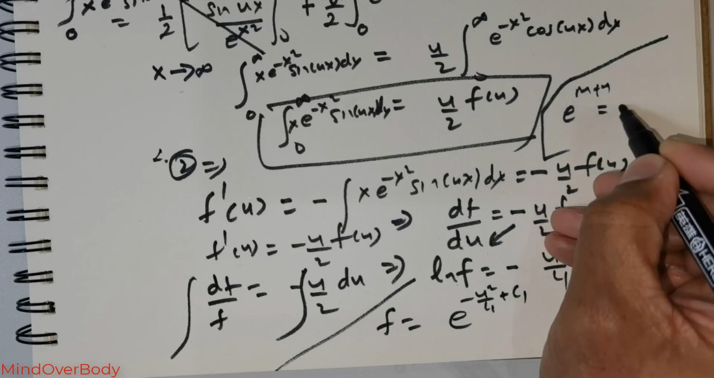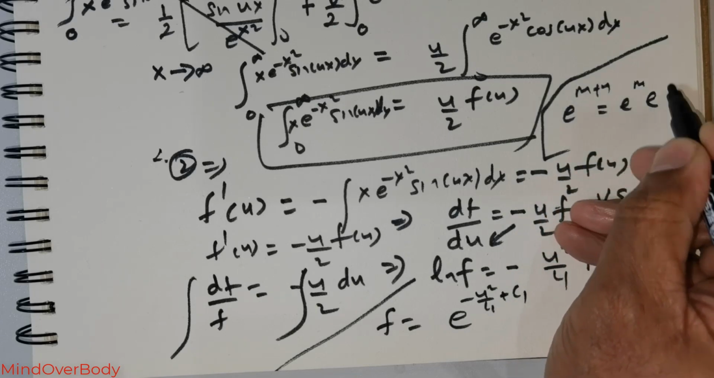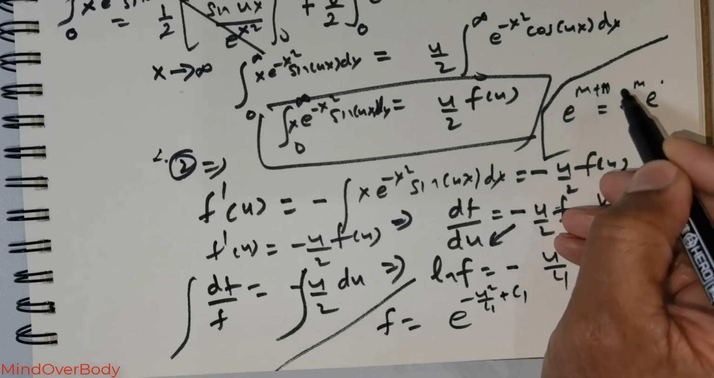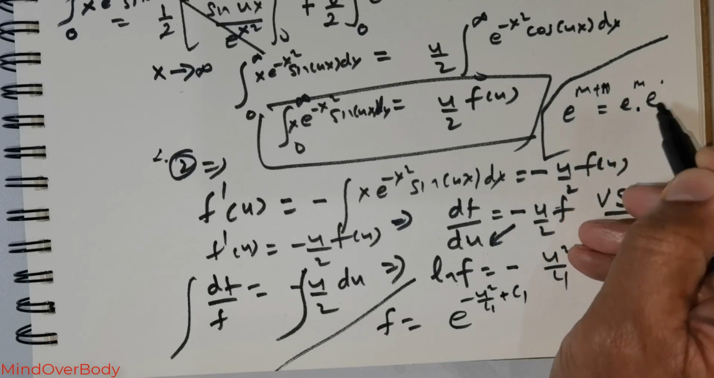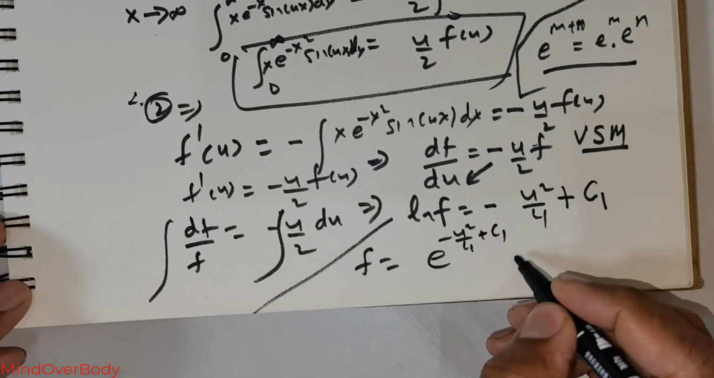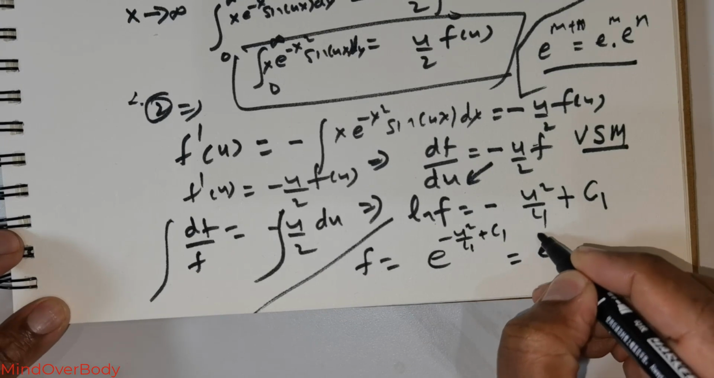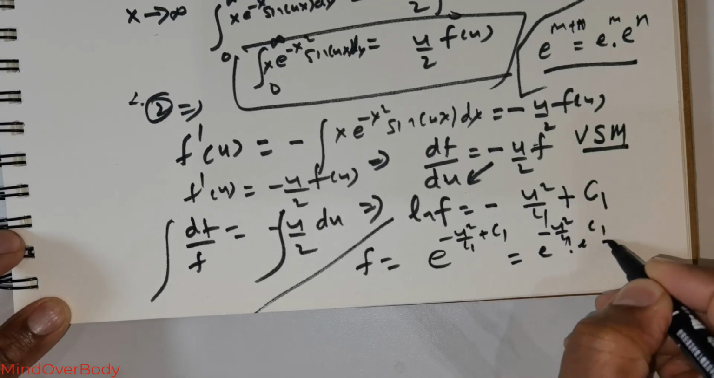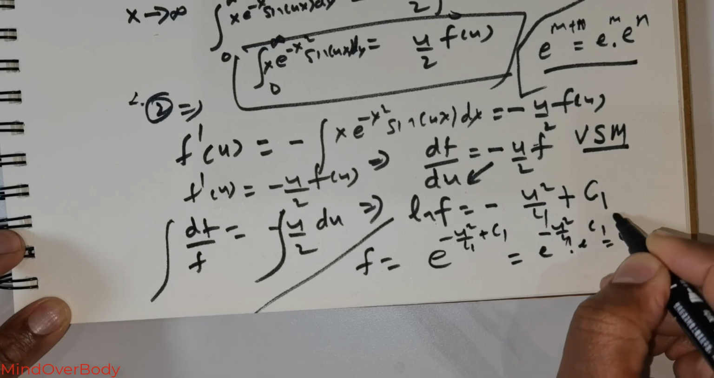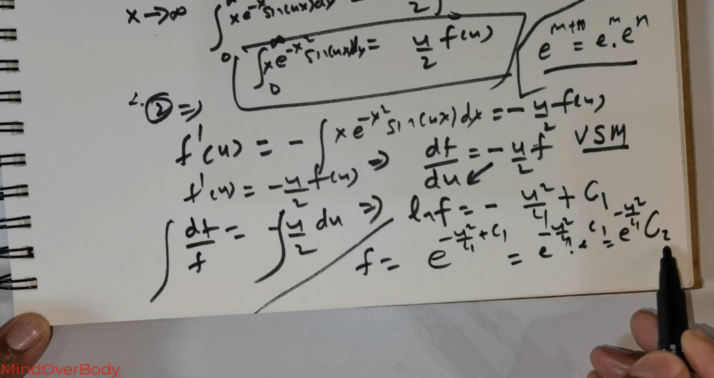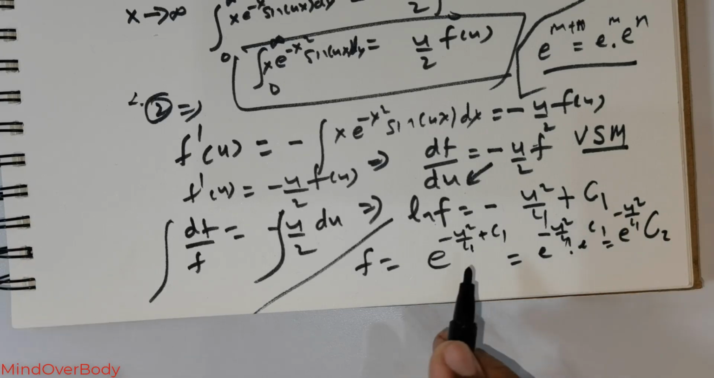Now from the law of exponents, if you have something like a raised to the power of m positive n, you can rewrite this as a raised to the power of m times a raised to the power of n. That's exactly what I'm going to do. I'm going to rewrite this as e raised to the power of negative u squared divided by 4 times e raised to the power of c1. This is a constant. So I can rewrite this as e raised to the power of negative u squared divided by 4 times c2. So now you know why I have taken this as c1.